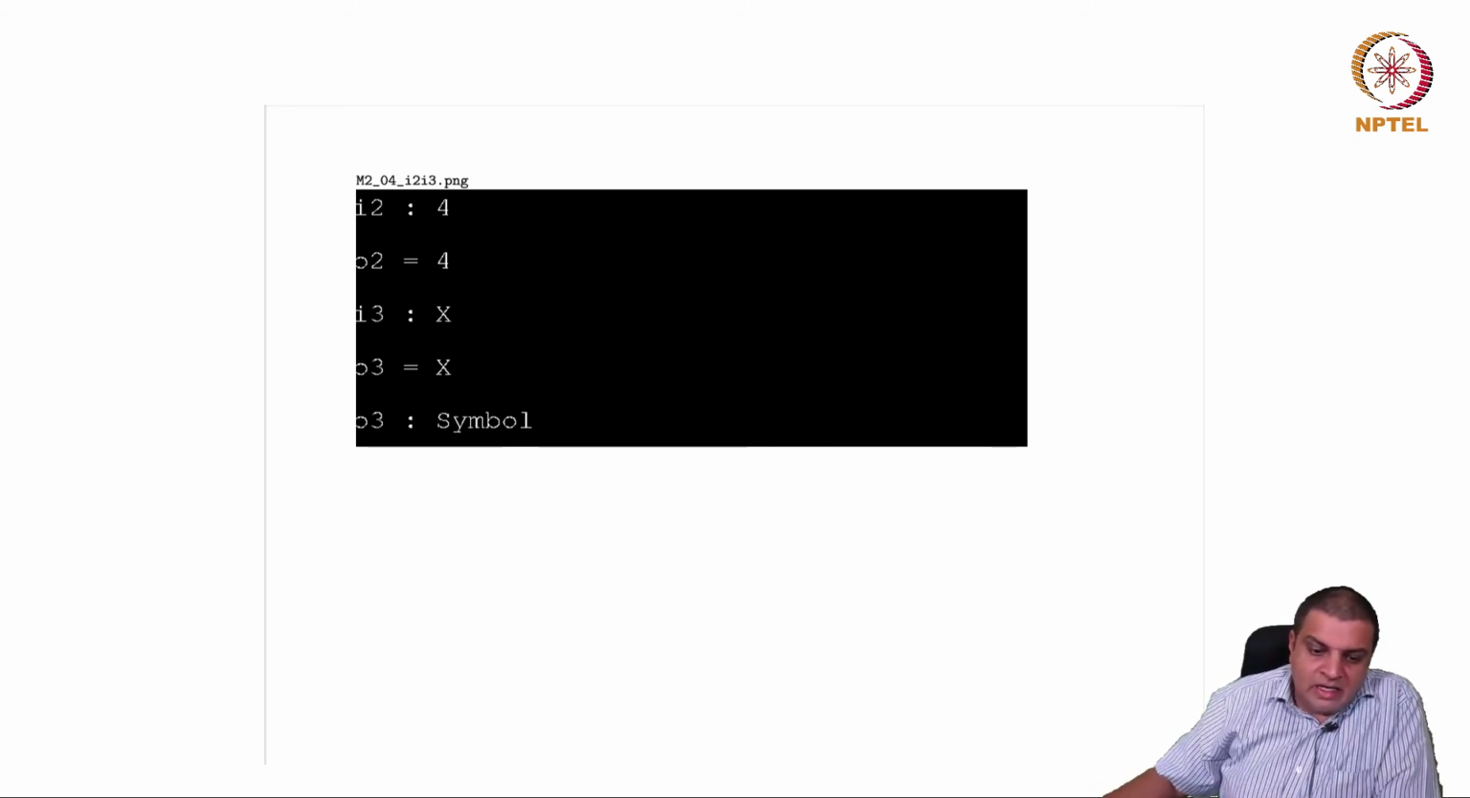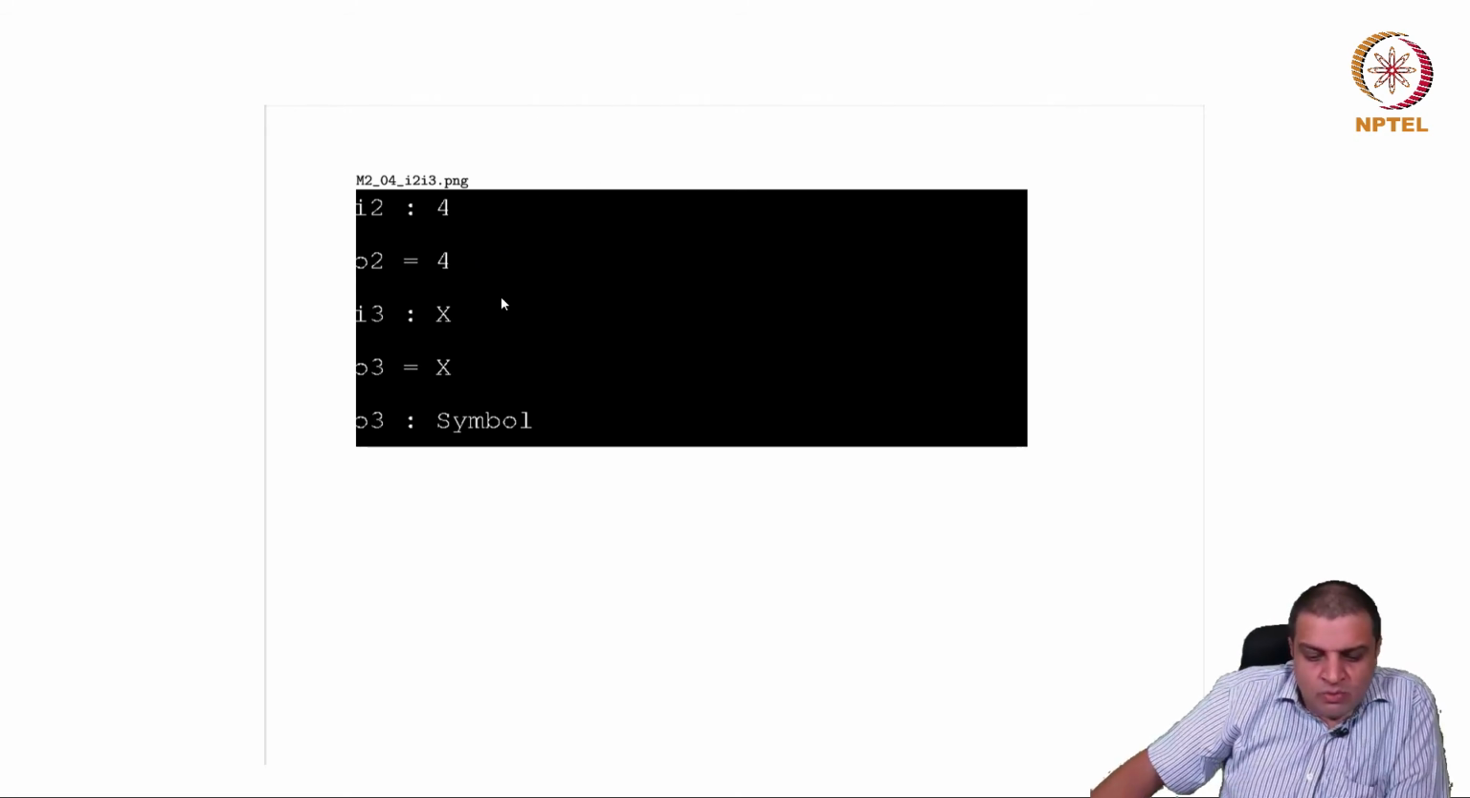So in the second line of input, I just type 4, and the output is 4 itself. And that's because it understands this as an integer. Then I ask what x is as a third input line, and it says x and it says now it's a symbol, that it does not know where this x came from. Okay. Here it knew it was an integer.